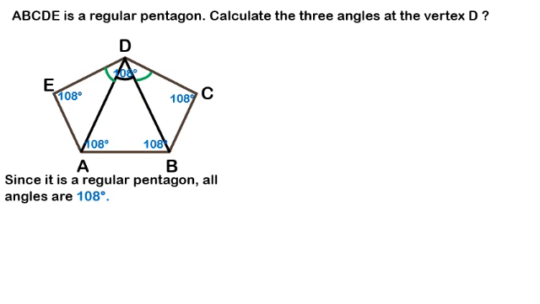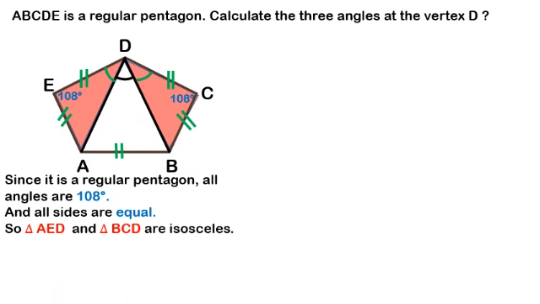We know for a regular pentagon, all sides are equal. So we can say two sides of triangle AED and triangle BCD are equal. So triangle AED and triangle BCD are isosceles triangles. In triangle AED, side AE equals ED. So the angles opposite to equal sides are equal. That is, angle EAD equals angle EDA.